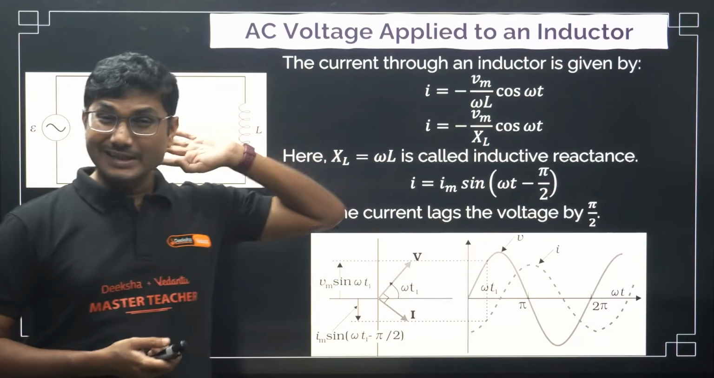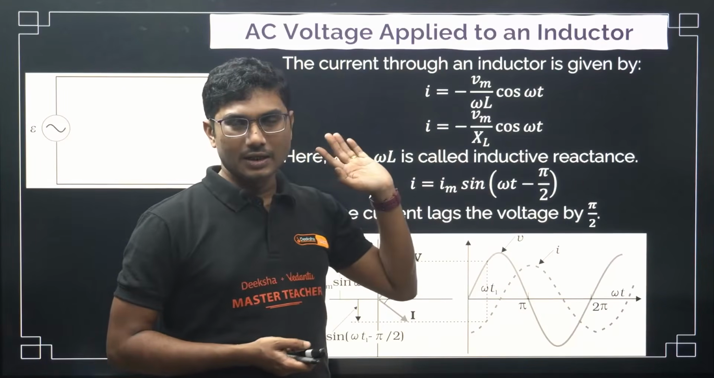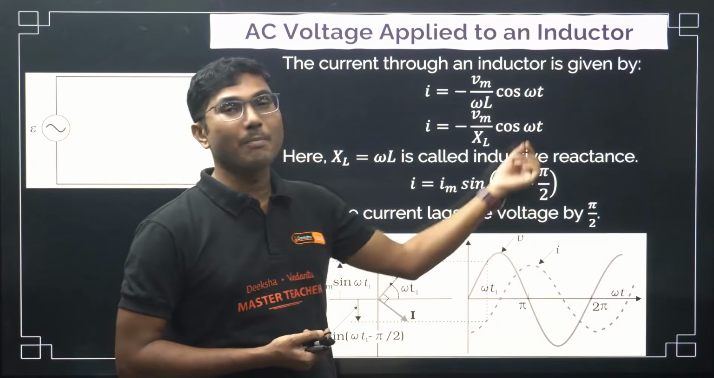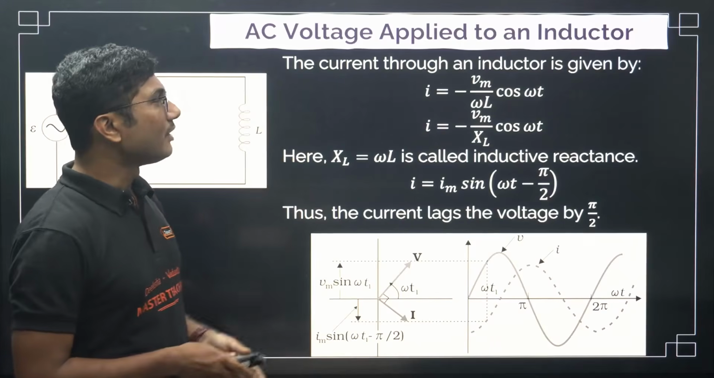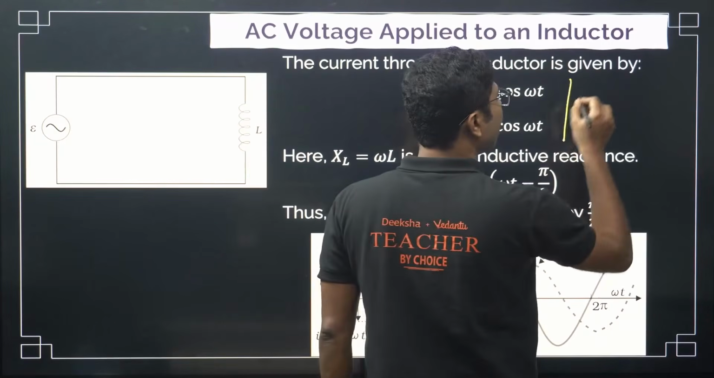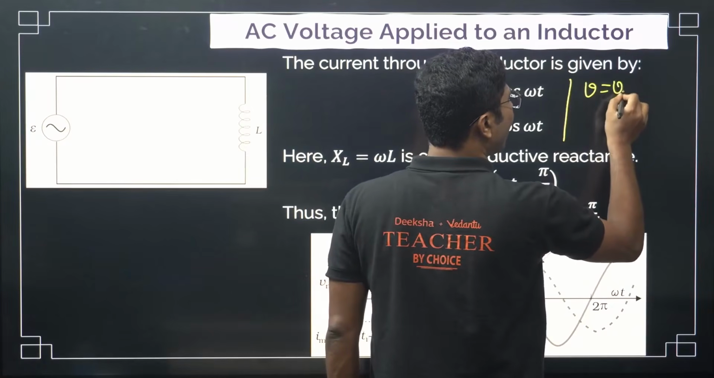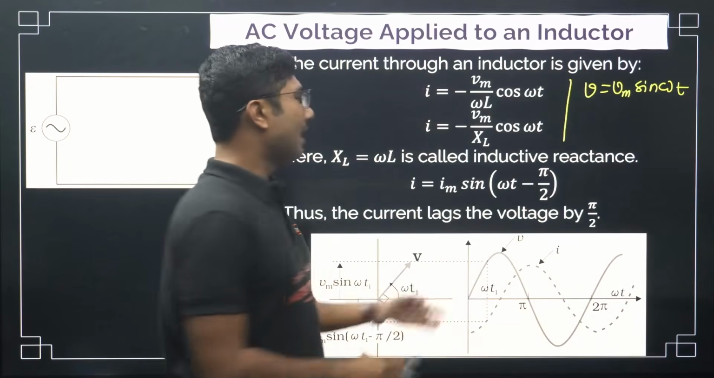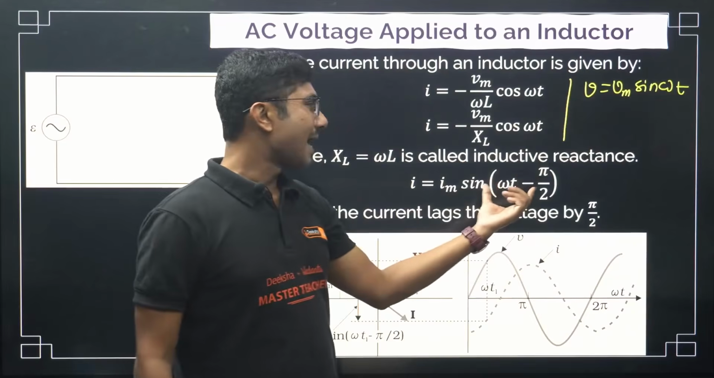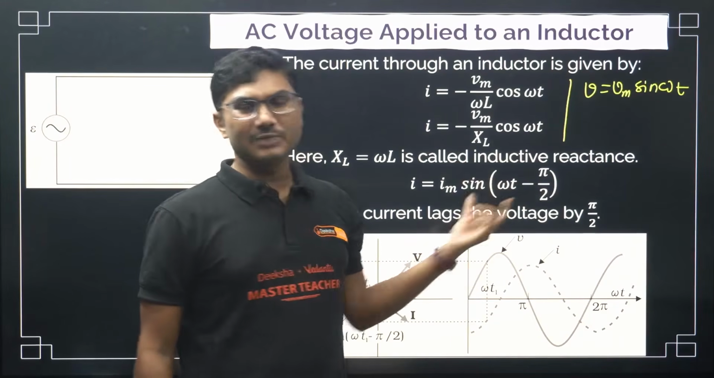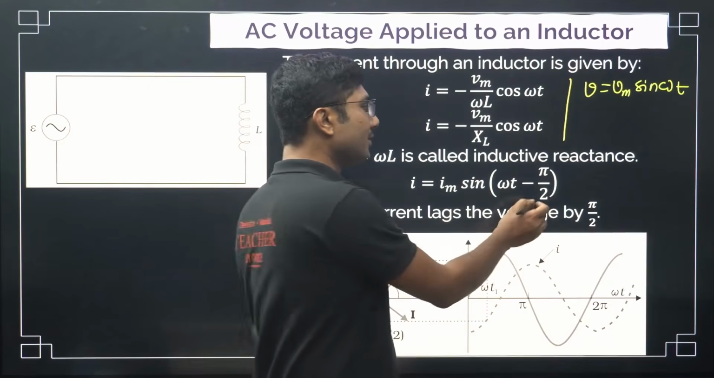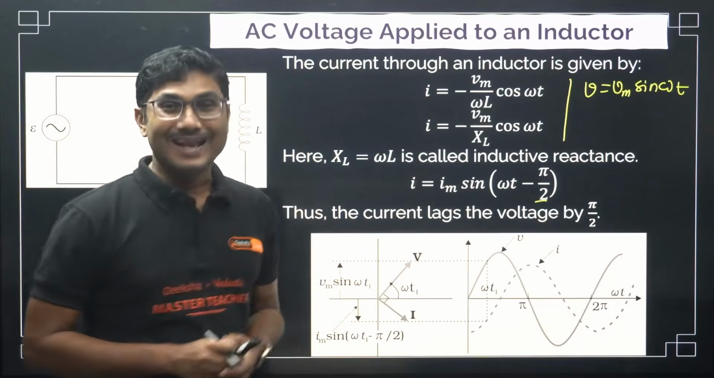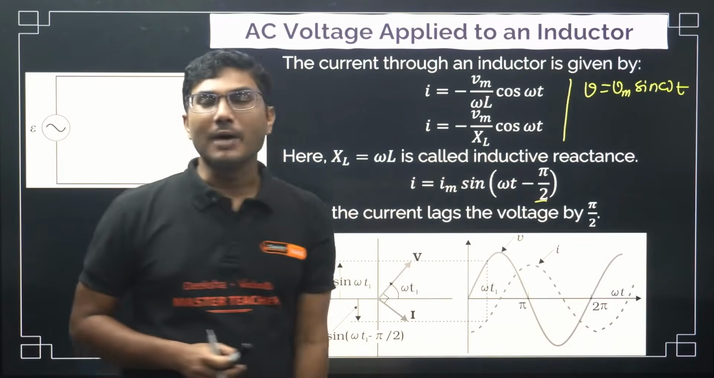In case of resistance, the expression was Im sin omega t. Right, in case of inductance, it is not simply Im sin omega t, it is Im sin(omega t minus pi by 2). The voltage that we applied was always the same. The angle for voltage was omega t, whereas the angle for current is omega t minus pi by 2. So that minus pi by 2 term is extra, and we can say that the current is lagging behind the voltage by an angle of pi by 2.